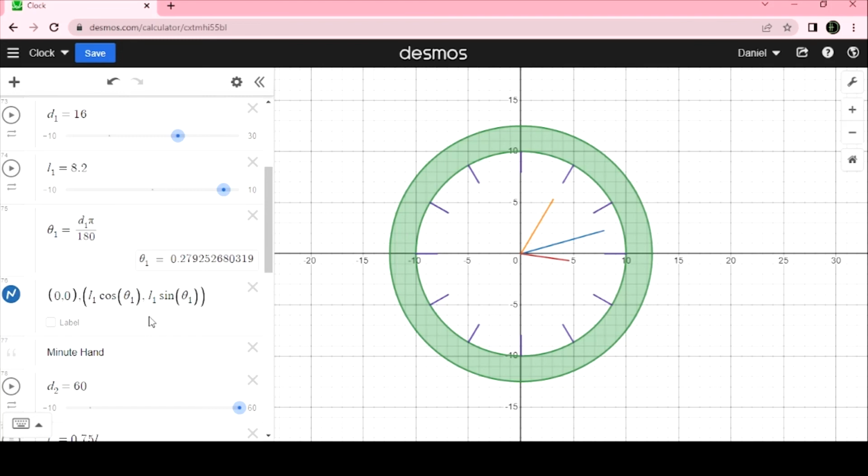All right, hope you found this video helpful. In the next video, like I said in the beginning, we'll be animating the clock hands such that everybody follows the second hand.